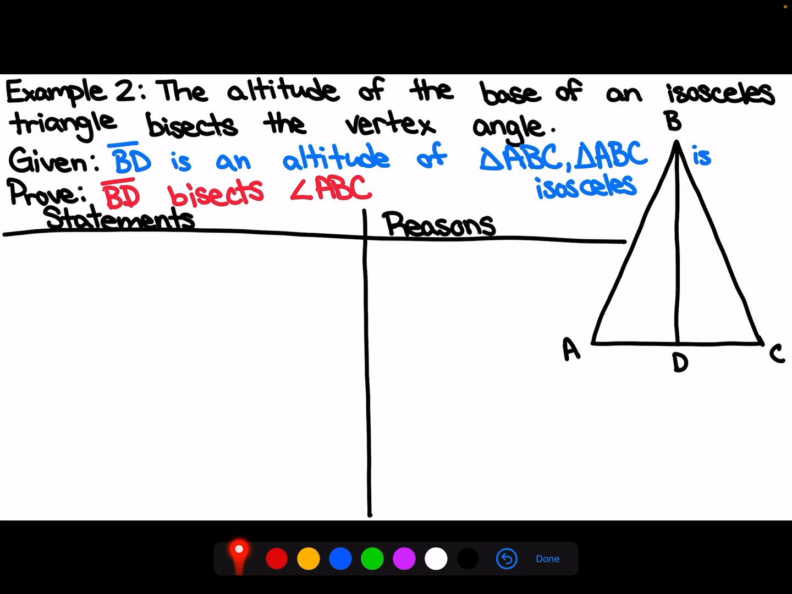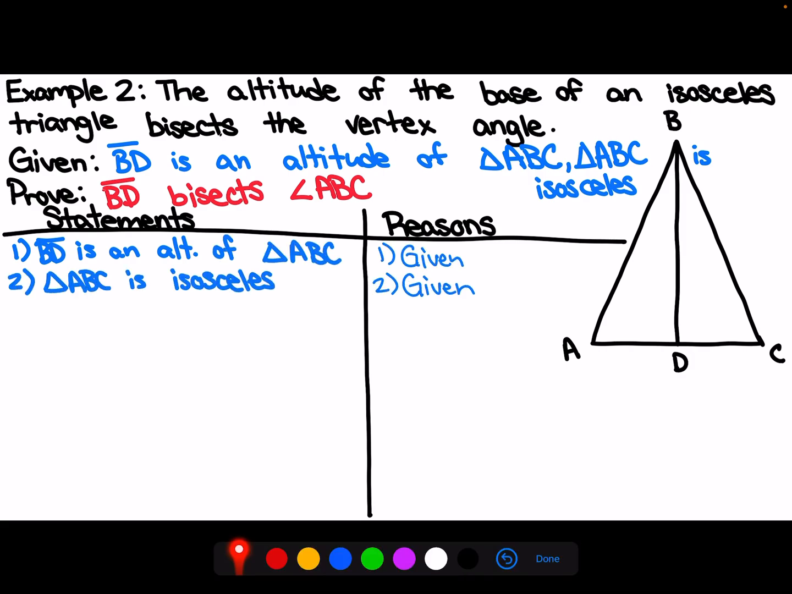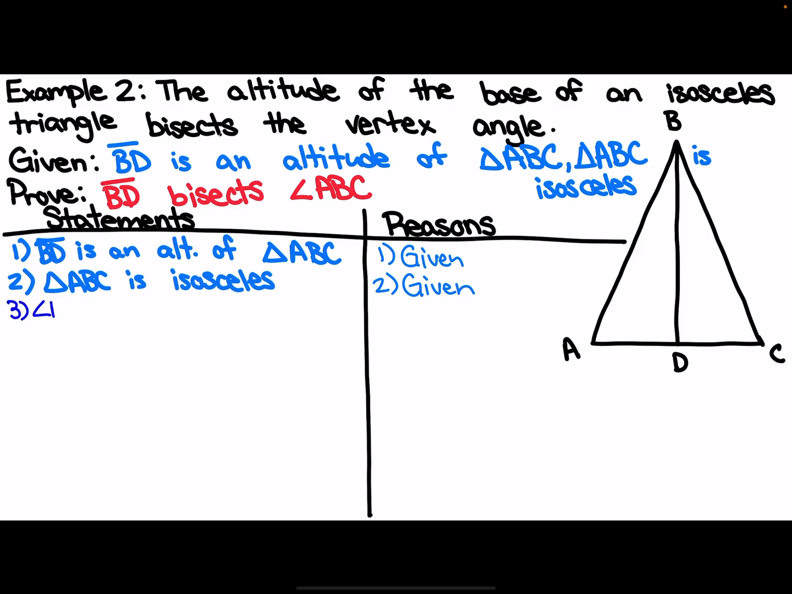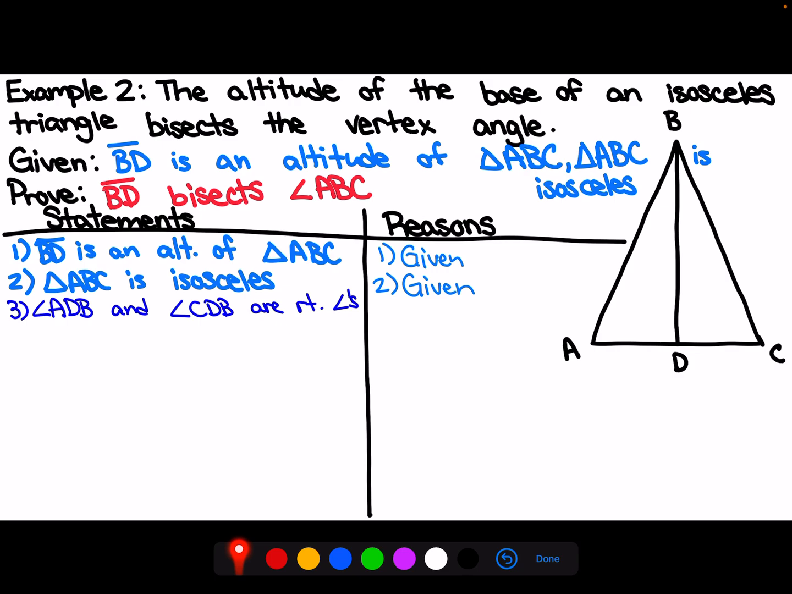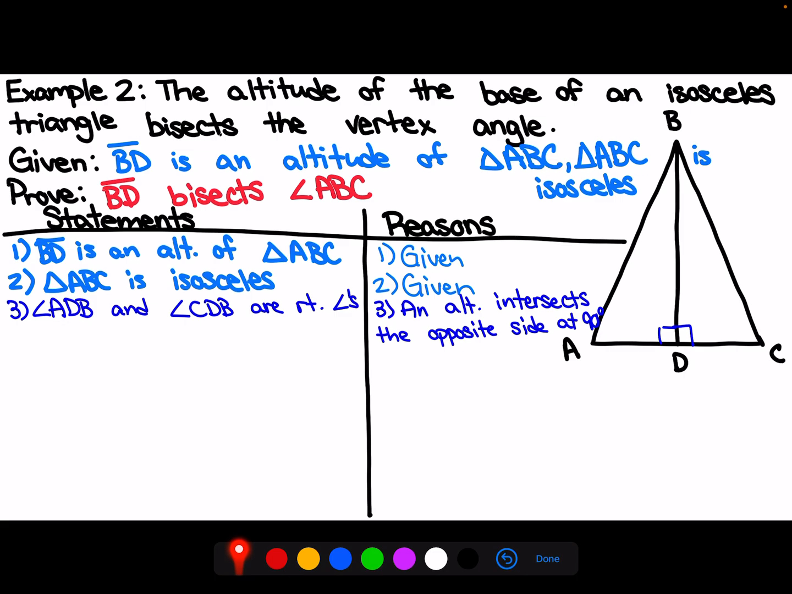All right, let's get started on this. We start off with our given information: BD is an altitude of triangle ABC, and triangle ABC is isosceles. Now again, I'm going to focus on altitude first. An altitude goes from the vertex of a triangle and intersects the opposite side at 90 degrees. Therefore, I can say that angle ADB and angle CDB are right angles, and again, that is because an altitude intersects the opposite side at 90 degrees.